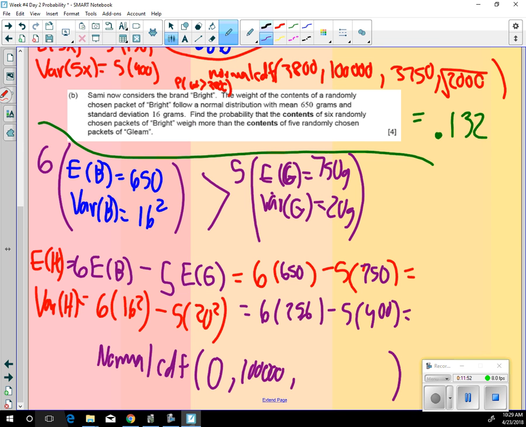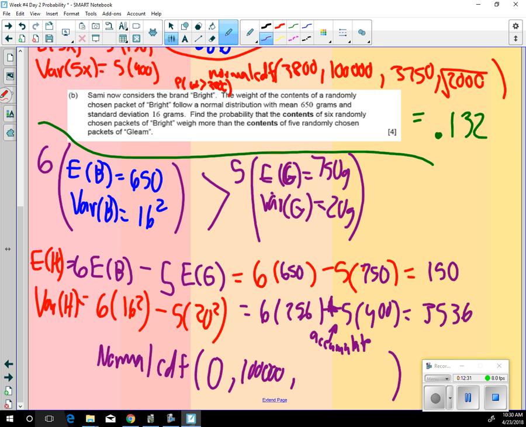So what is this, 6 times 650 minus 5 times 750? What's that? And what's this one? Is this 150? And 35, 36? That sound right? So we caught that one quick here. When you're looking at the expected values, you want them to be the difference greater than 0. But the variances are going to accumulate, so they're going to add. They accumulate.